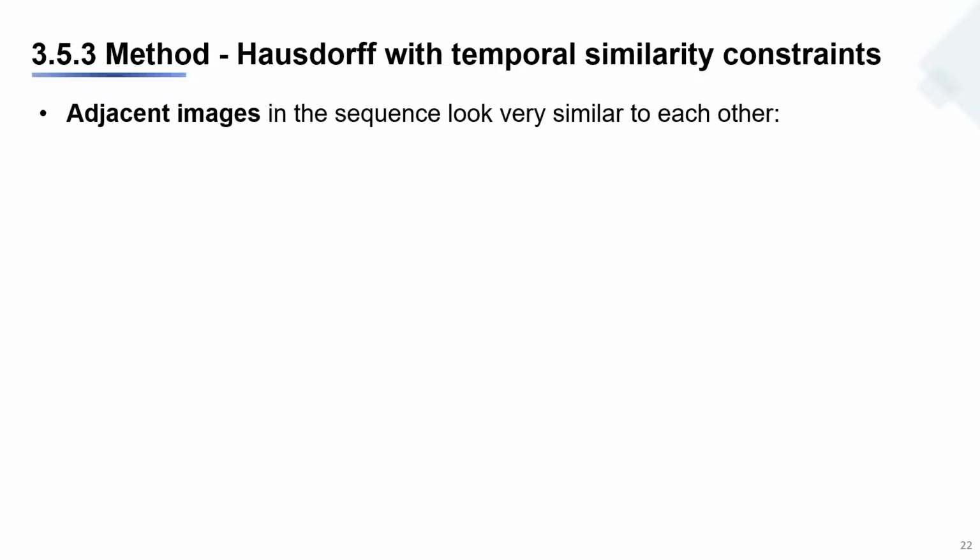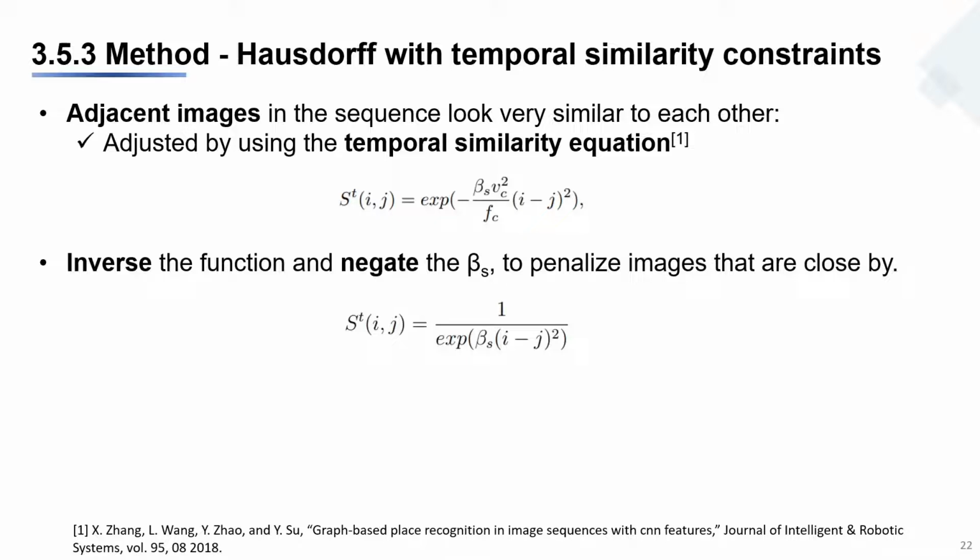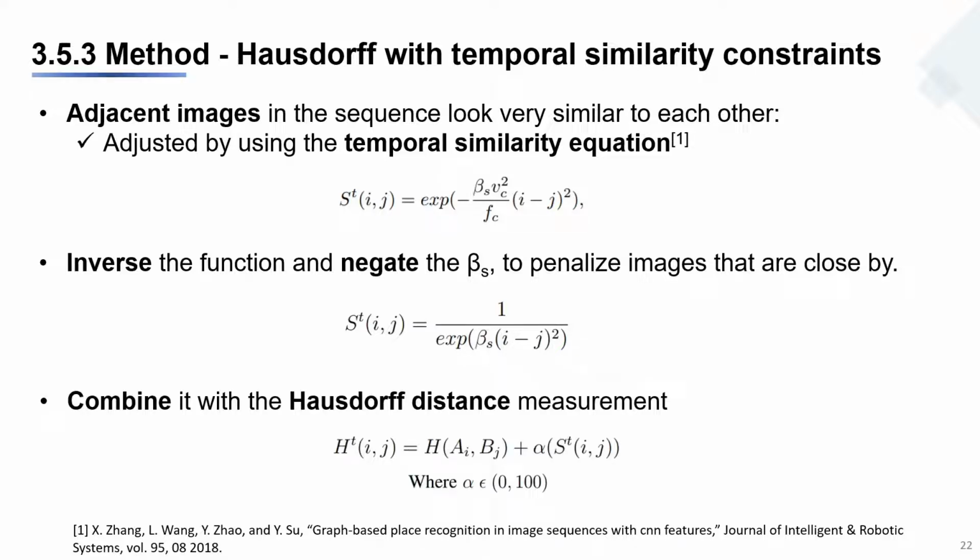Since SLAM uses a continuous stream of images, adjacent images in the sequence look very similar to each other. So we had to adjust by using a temporal similarity equation proposed by Zhang et al. However, the original equation was to penalize images that were further apart. Therefore, we inverted the function and negated the beta to penalize images that were close by. Then we combined it with the Hausdorff distance measurement to create a Hausdorff distance with temporal similarity constraints.